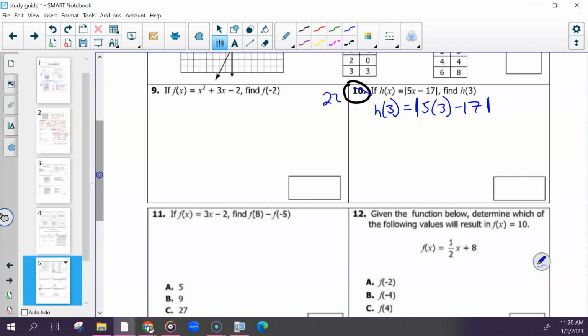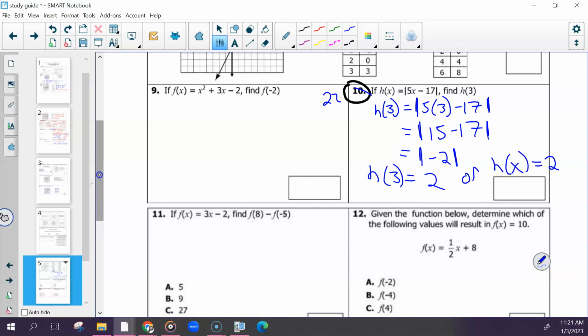And then simplify. Multiply the 5 and the 3 first. Subtract your 15 and 17. Take the absolute value of -2 to get positive 2. So h of 3 equals 2, or h of x equals 2. Both of those tell you the same thing, the y value. Questions on that one before we do 25?